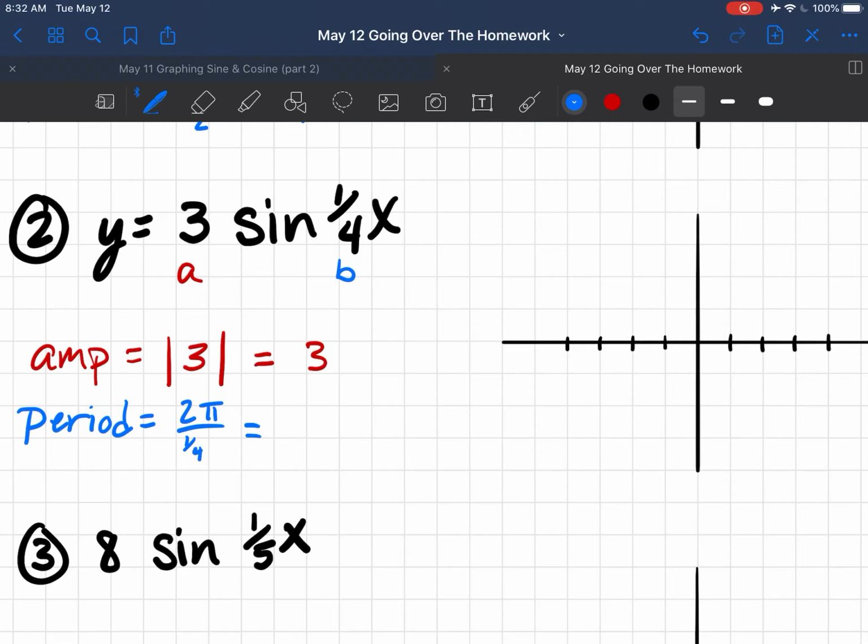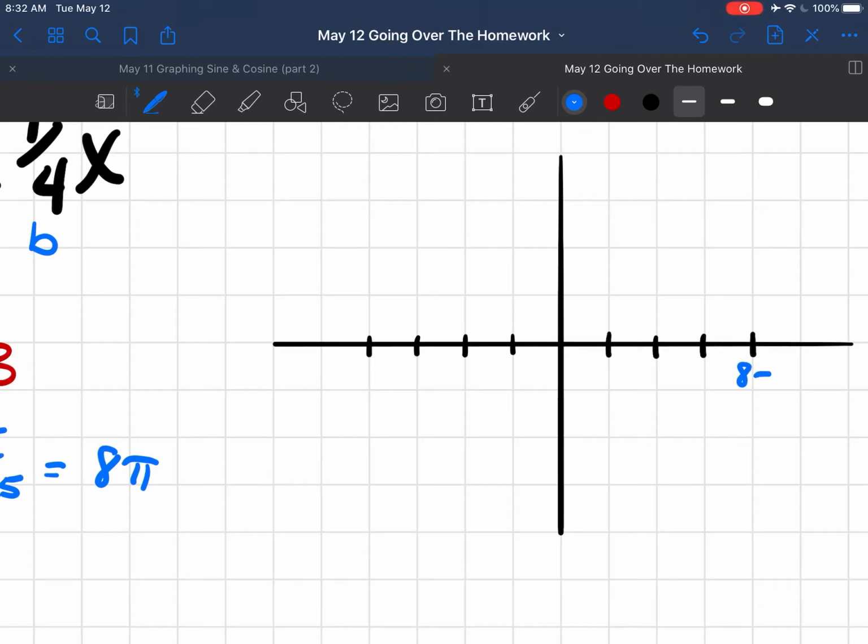Anyways, so 2 pi divided by 0.25. Let's just change that to a decimal. Your final answer, though, should never be a decimal. I saw a lot of you on your homework had your final answer as the period being a decimal. It should never be that. So you would go on a calculator: 2 divided by 0.25 would give you 8. So this would be 8 pi. All right, so then that's what's going to go here, 8 pi and negative 8 pi. And the halfway point is going to be 4 pi, because that's halfway between 0 and 8.